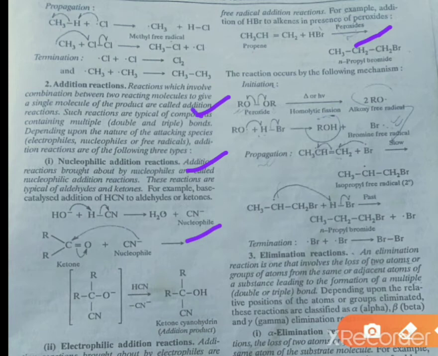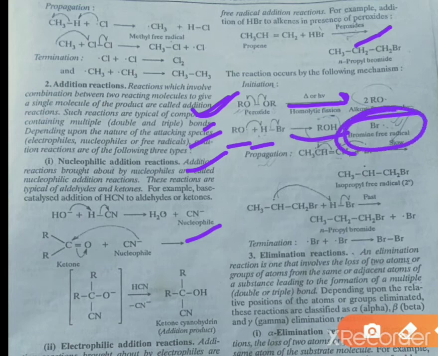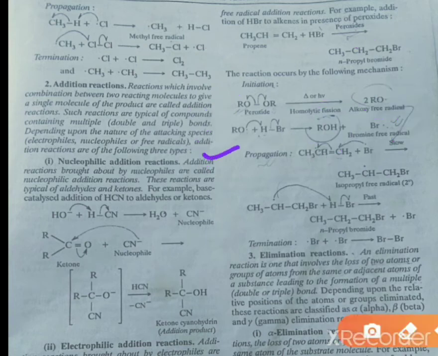So students, in the initiation step, the peroxide results in formation of a free radical. Here you can see the peroxide undergoes homolytic fission and results in formation of a free radical, that is the alkoxy free radical. Now this free radical abstracts a proton, resulting in formation of alcohol, and it forms the Br radical, that is the free radical. This Br radical attacks the alkene in the propagation step, resulting in formation of a 2° free radical.